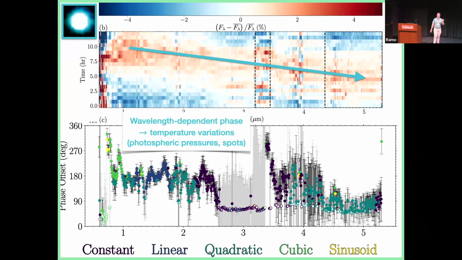But from the variability map I'm showing here in this color map, you appear to see this wavelength-dependent phase variation on the largest scales in wavelength.